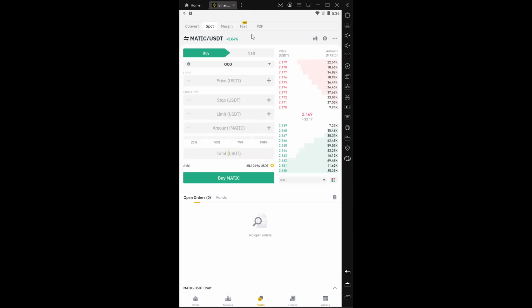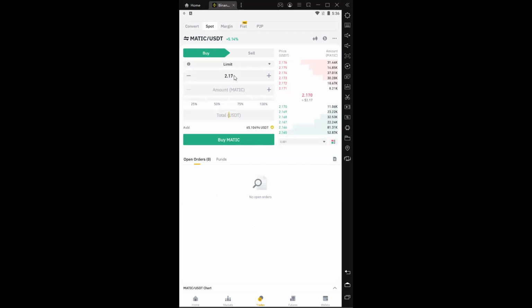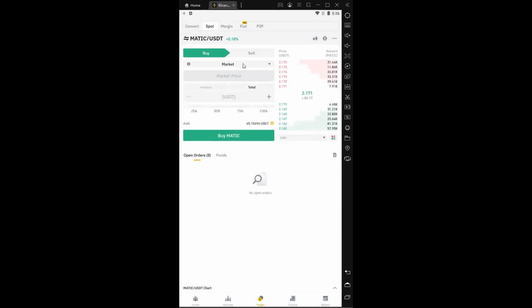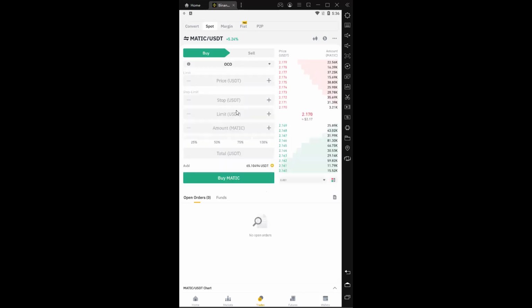Okay, I'll go over it again. So we understand limit buy and market buy. OCO for buy, yeah, it's the same thing. But the thing with OCO is that it's used majorly for when you want to sell a coin. That's what OCO is used for, when you want to sell a coin.